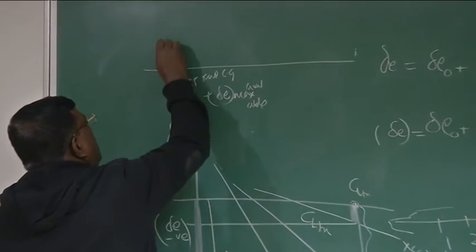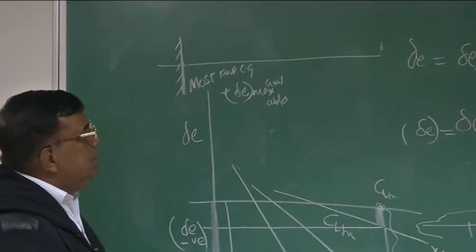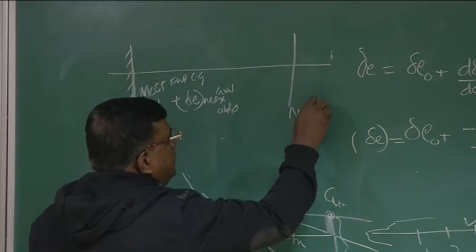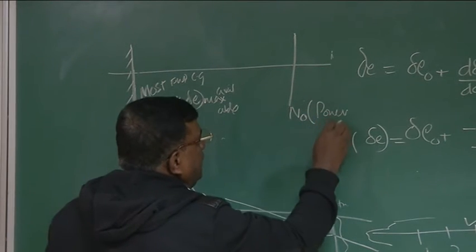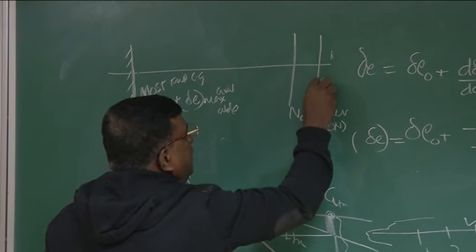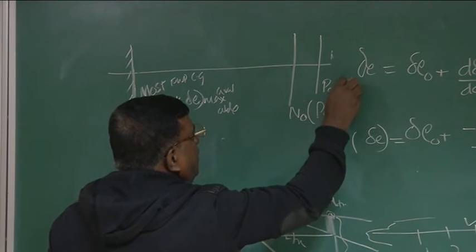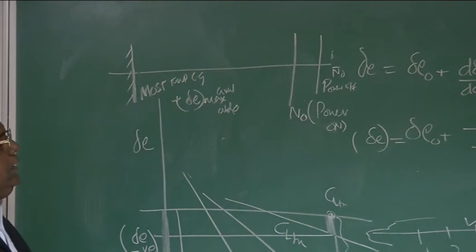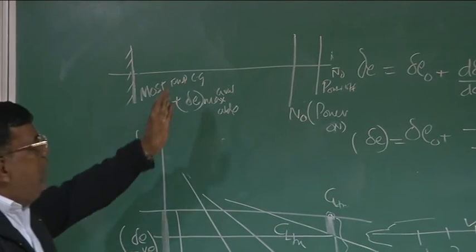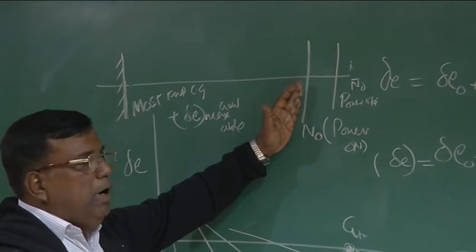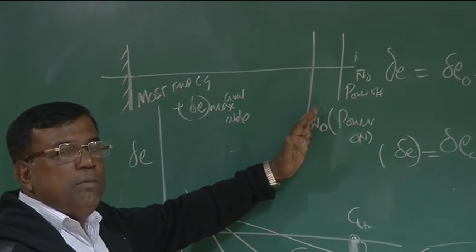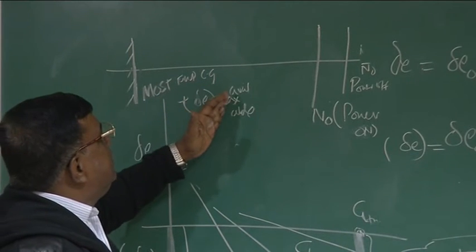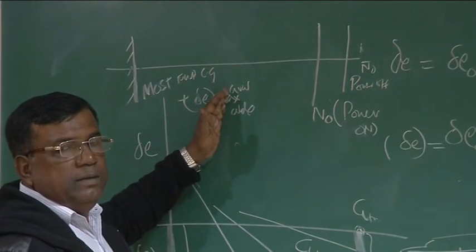There decides what should be the most forward CG. And most aft CG is decided by N naught, which is the power on case. If power off is somewhere here, power off, we have already seen, N naught, power off. So now two distinct things are here. One is aft CG is more governed by N naught, power on, stick fixed neutral point, power on, and forward CG is dictated by what is the delta E max available for all practical purpose, right?